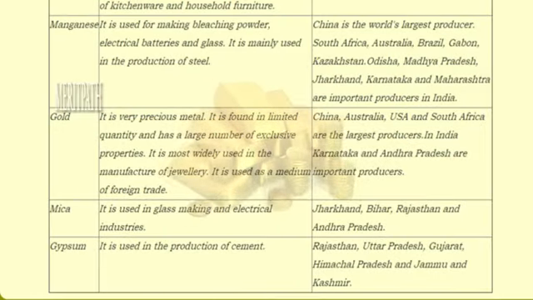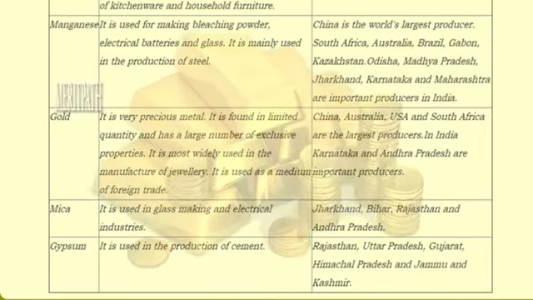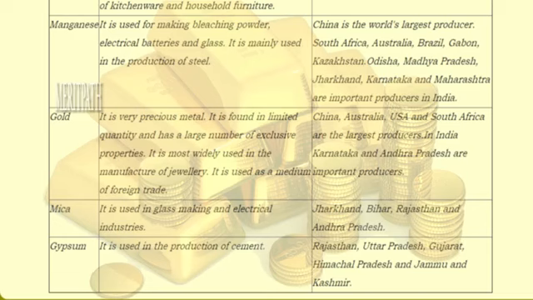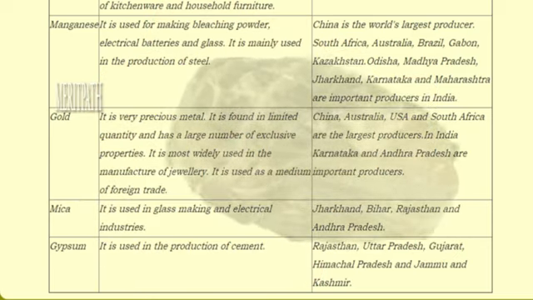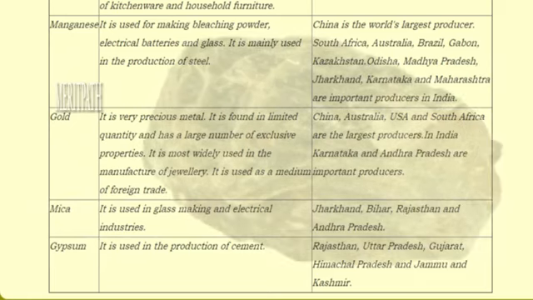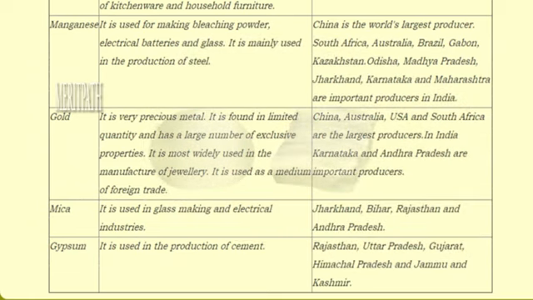Gold. China, Australia, USA and South Africa are the largest producers of gold, and in India we have gold production in Karnataka and Andhra Pradesh. Mica. It is used to make glasses and in electrical industries. It is found in parts of India like Jharkhand, Bihar, Rajasthan and Andhra Pradesh. Gypsum, used for the production of cement. It's found in parts of India such as Rajasthan, Uttar Pradesh, Gujarat, Jammu and Kashmir.